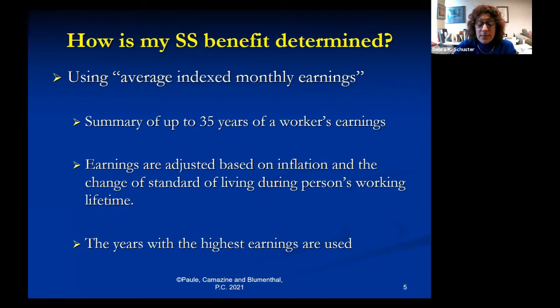So earnings are adjusted based on inflation, because every year the Social Security Administration has a cost of living adjustment, usually, except during periods of severe economic downturn. 2008, for a number of years following 2008, there was no COLA Social Security increase, and it's usually around 2 or 3%. These change with the standard of living during a person's working lifetime. And the years with your highest earnings are used to calculate your Social Security benefit. So if there are some years that you worked part-time or intermittently, or didn't work at all, raised a family, raised children, weren't able to work, they use the highest amount earned during your period of work.